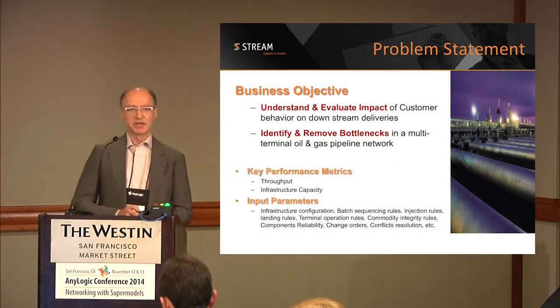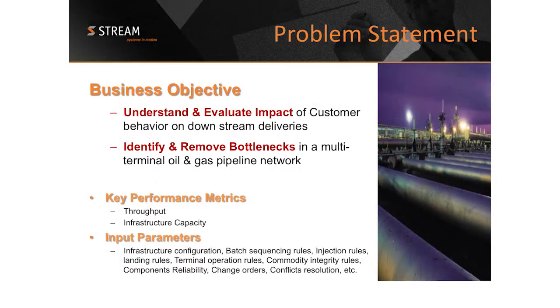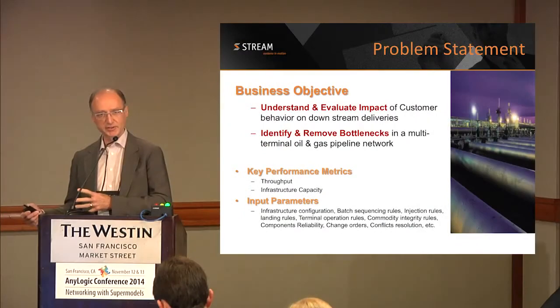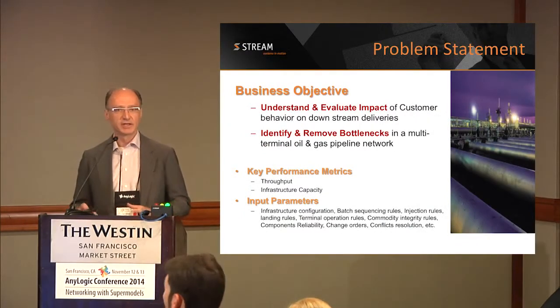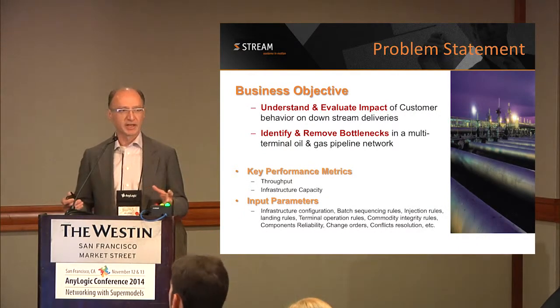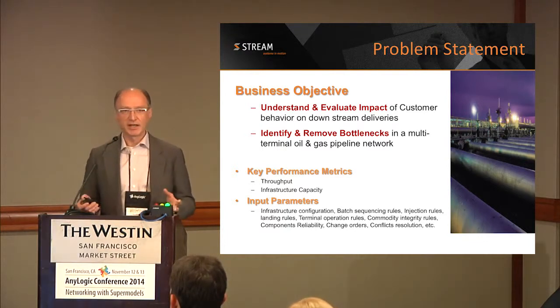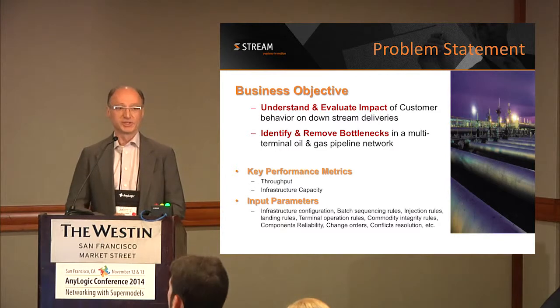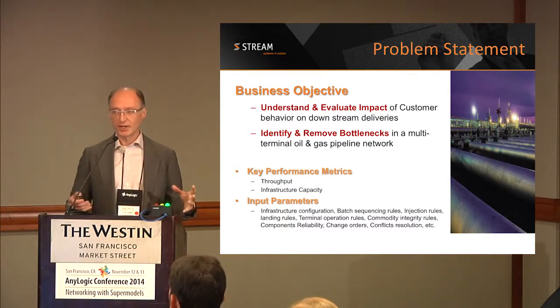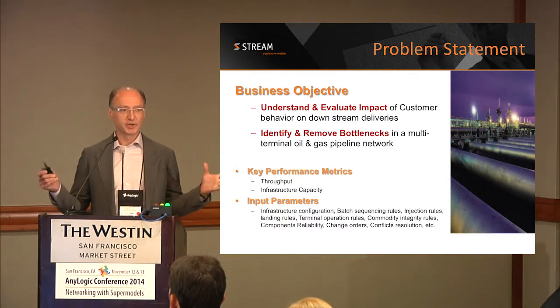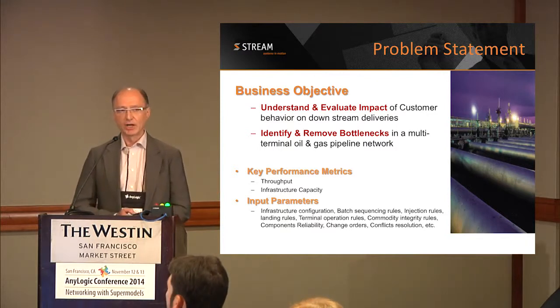We had 2 business objectives. The first was to understand and evaluate the impact of the customer behavior downstream. They had a customer not receiving its product it had committed to. It simply turned off the valves, and this pipeline operator then had to decide what it was going to do with that excess capacity. It could be up to a week and a half worth of product, which is an enormous volume when you deal with pipelines that are 42, 48-inch pipe pumping 24/7. So it's a very large volume of oil.